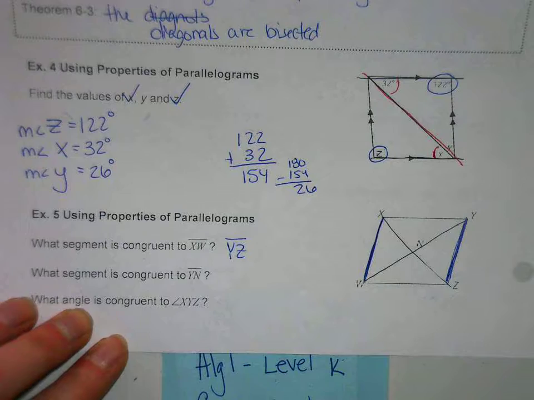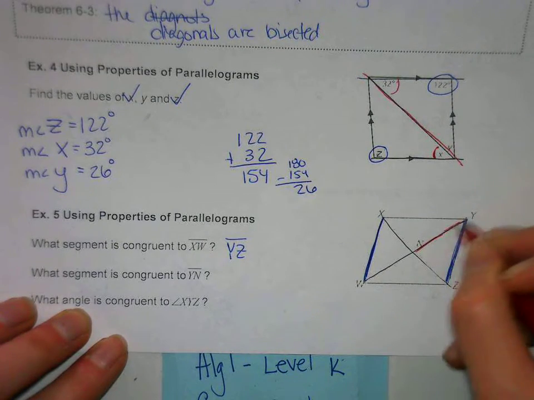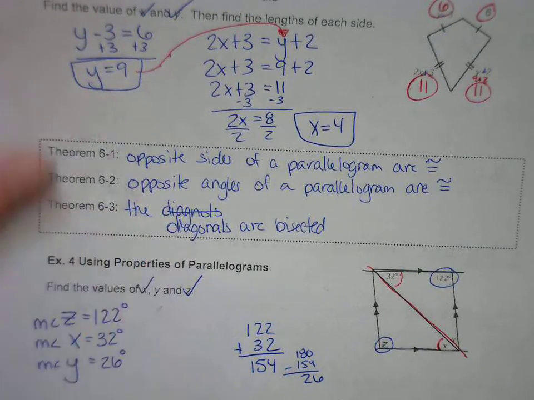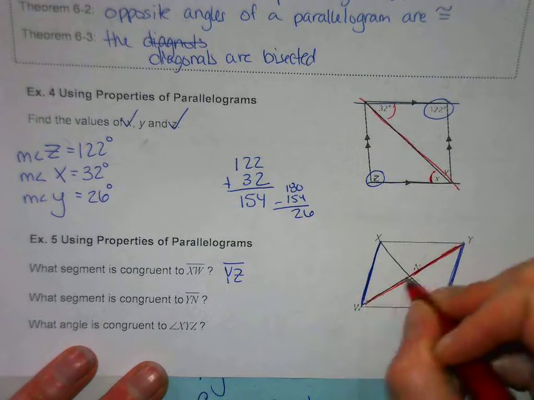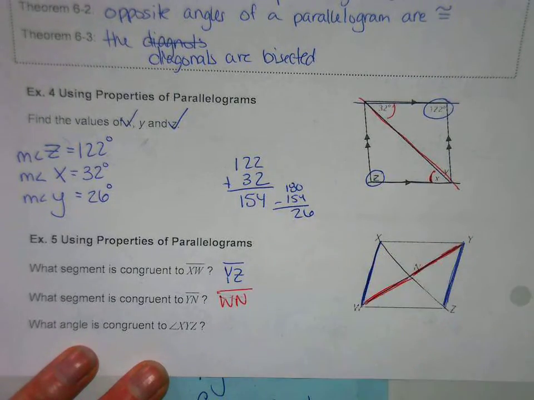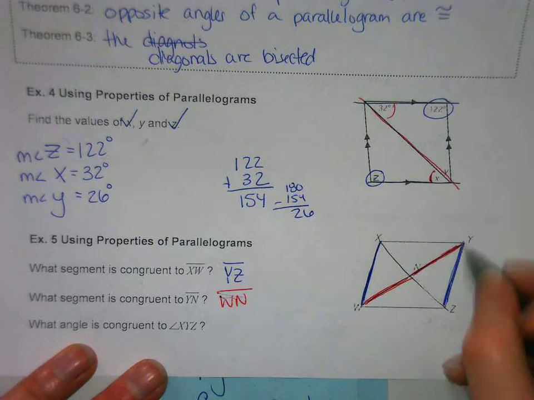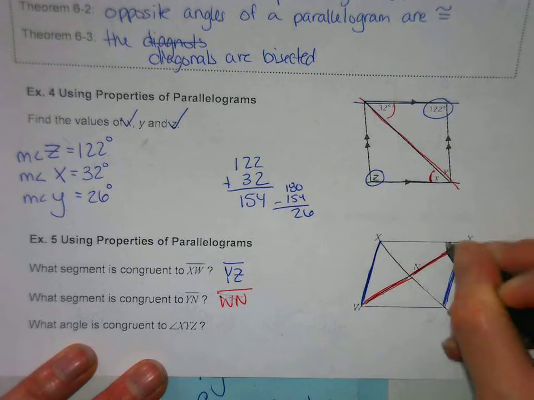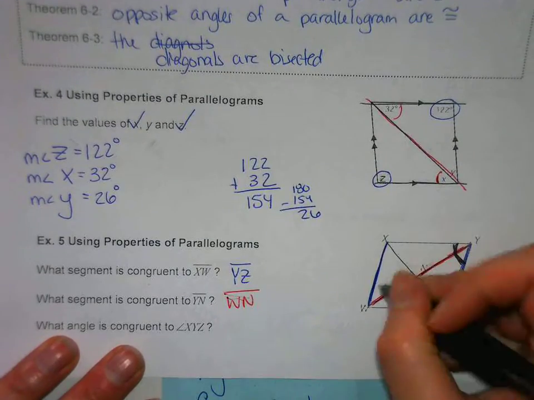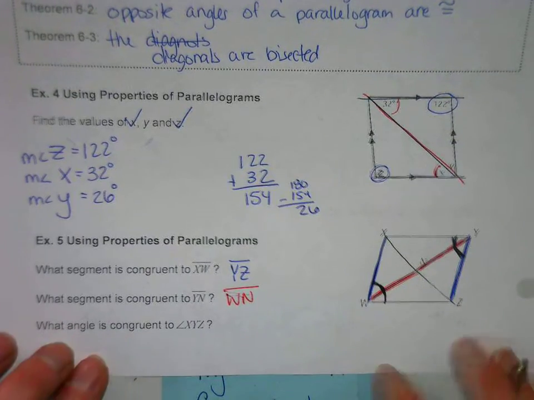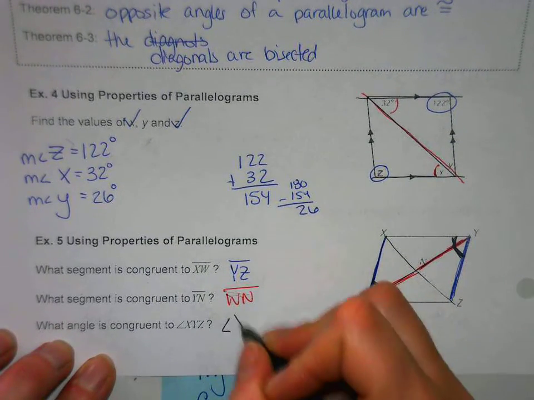What segment is congruent to YN? Well, here's YN, and since it's stated here in Theorem 6-3 the diagonals are bisected, that means they're split in half. That means WN is what it is congruent to. And lastly, what angle is congruent to XYZ? XYZ, so this angle right here. According to Theorem 6-2, opposite angles are congruent in a parallelogram. There's my opposite angle. So angle XWZ.